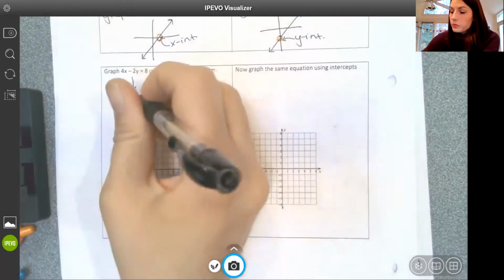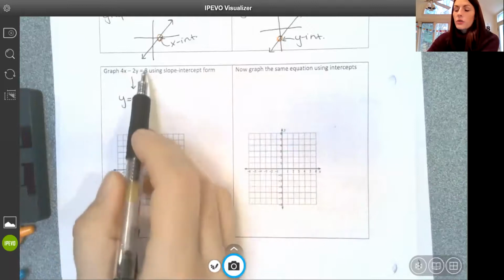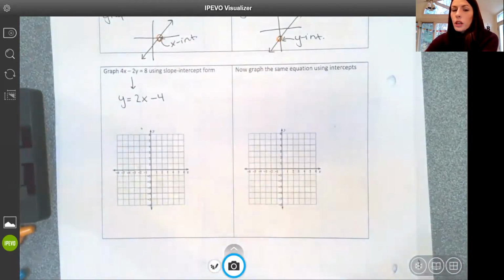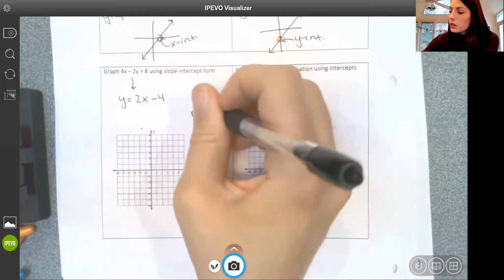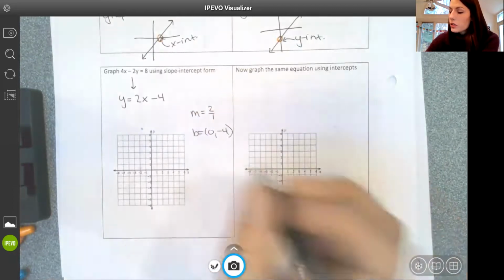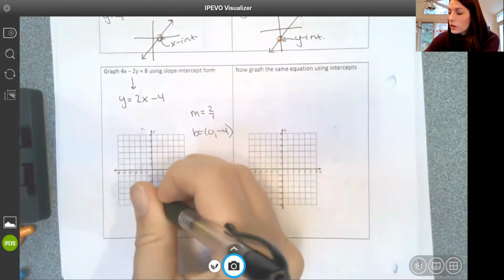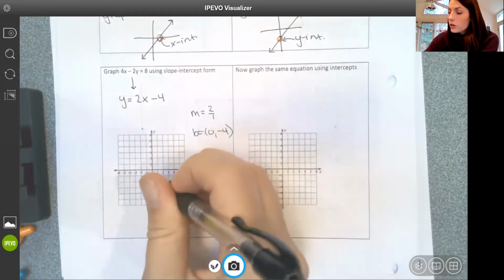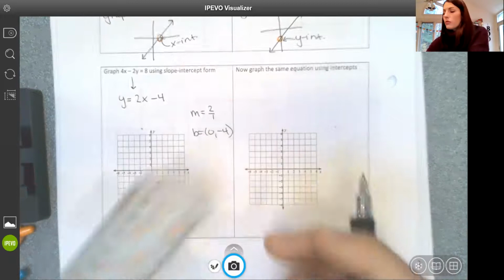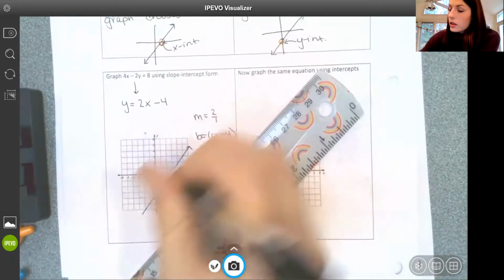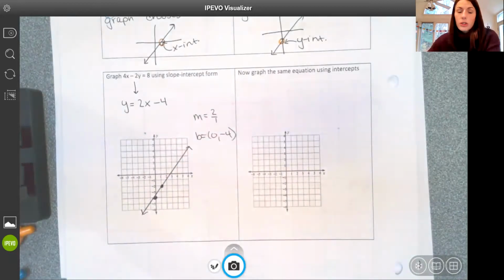Positive 2x, because I'd subtract 4 and then divide by -2. And so I'm graphing using the fact that my slope is 2 and my y-intercept is at 0, -4. So I go 0, -4, rise of 2, run of 1. And there's my line. Okay, pretty fast to do a graph that way.